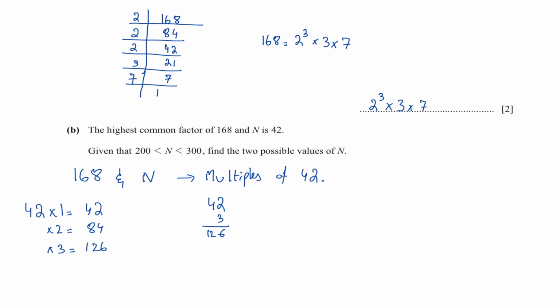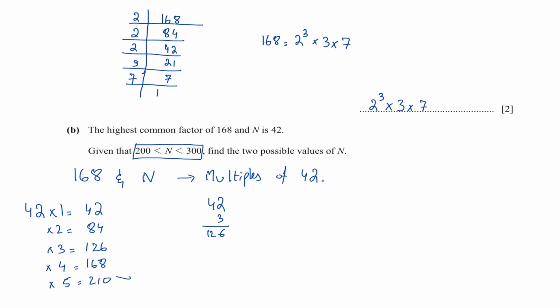So basically what I'm looking for is a multiple of 42 that falls in this range, which is 200 and 300. So let's find out what 42 times 4 is. That is going to be equal to 168. So again, we're not there yet. Now let's find out what 42 times 5 is. So that is going to be equal to 210.